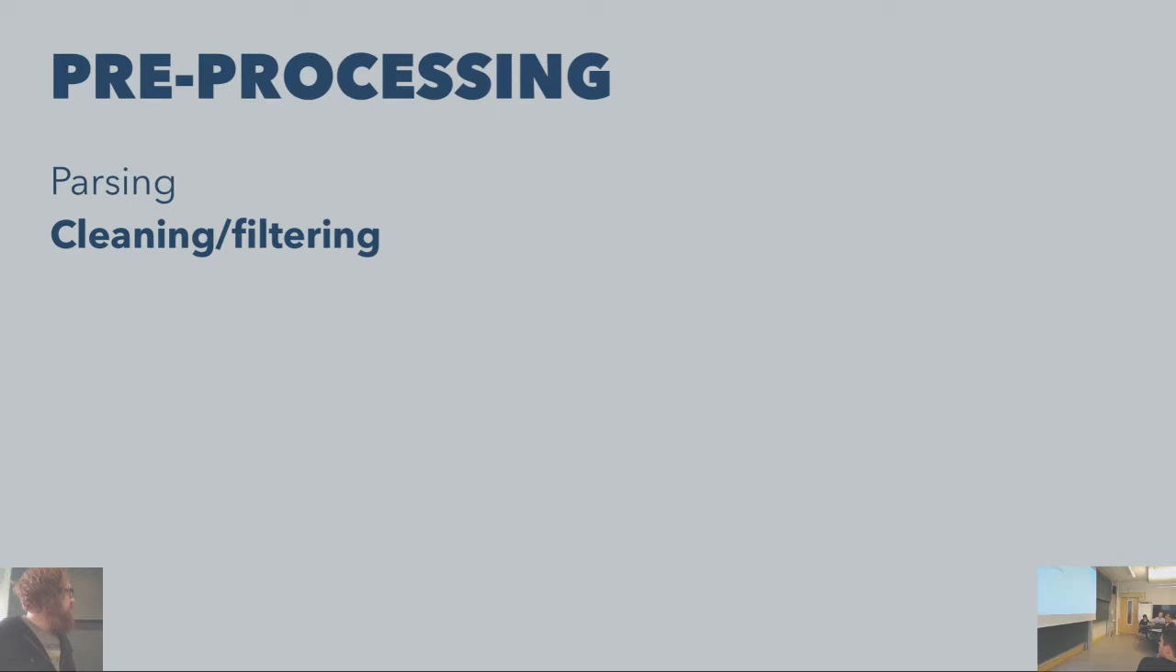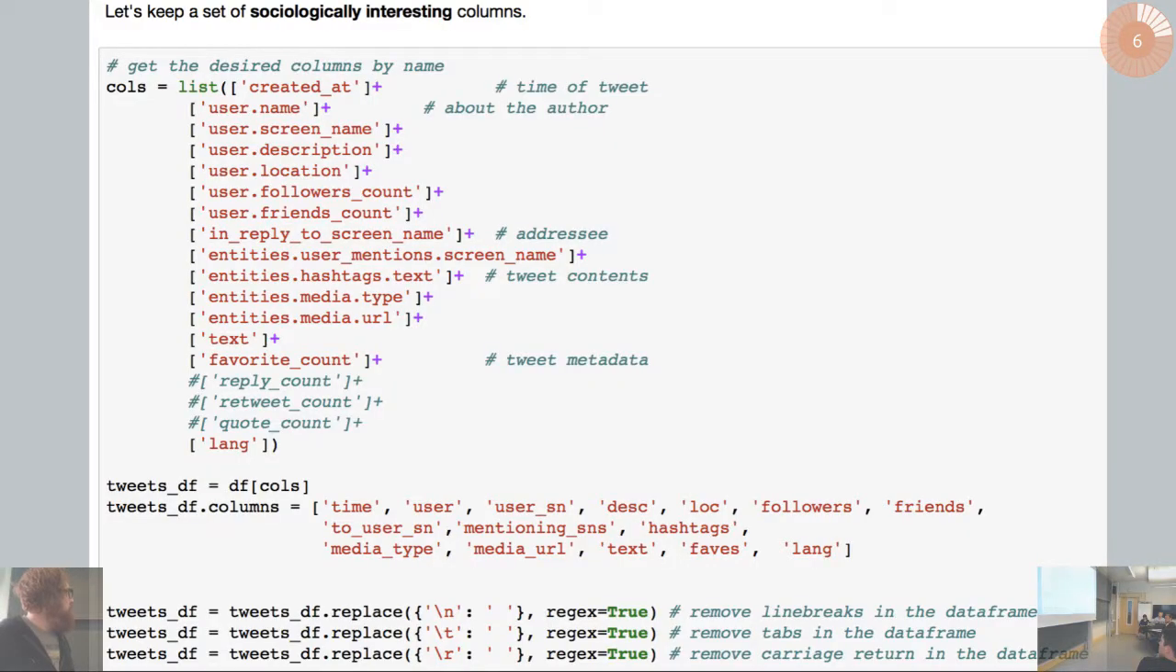And then I did some cleaning and filtering, of course, as I showed you before. So this is some of the Jupyter code, just giving you the idea. I chose these columns as generally sociologically interesting columns to move further with. We don't need all of this for the network analysis, but: what date was it created, something about the author, something about who is addressed by the tweets, like if it was a reply to someone, is someone mentioned, does it have hashtags, does it link to media, what's the text, how many times has it been favorited.